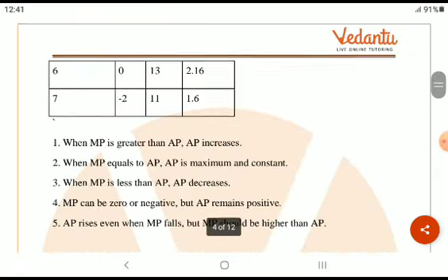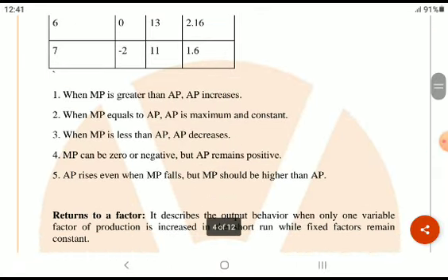So you can see, when MP is greater than AP, AP will also increase. When MP is equal to AP, AP is maximum and constant. When MP is less than AP, AP also decreases. MP can be 0 or negative, but AP remains positive. AP rises even when MP falls, as long as MP is higher than AP.